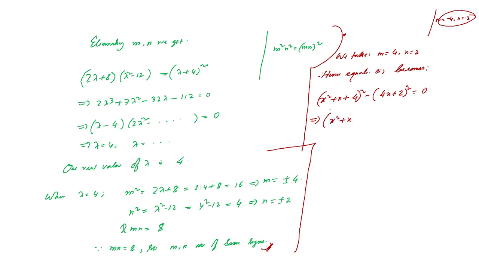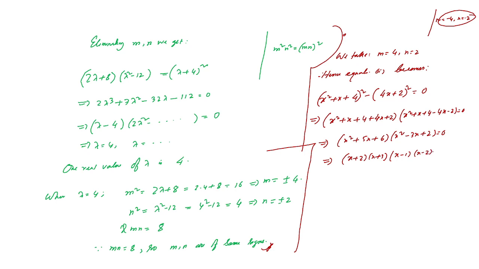So x square plus x plus 4 plus 4x plus 2 into x square plus x plus 4 minus 4x minus 2, that will be 0. So here the factors will be x square plus 5x plus 6 and x square minus 3x plus 2 equals 0. Now we will solve it easily. So that will be x plus 2 into x plus 3 and x minus 1 into x minus 2 equals 0.